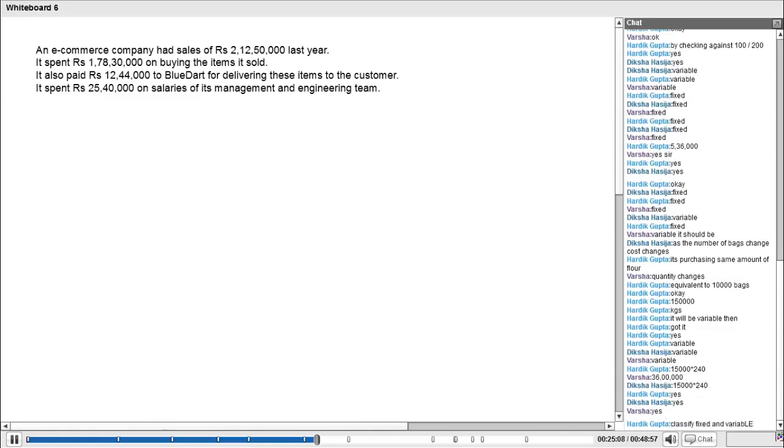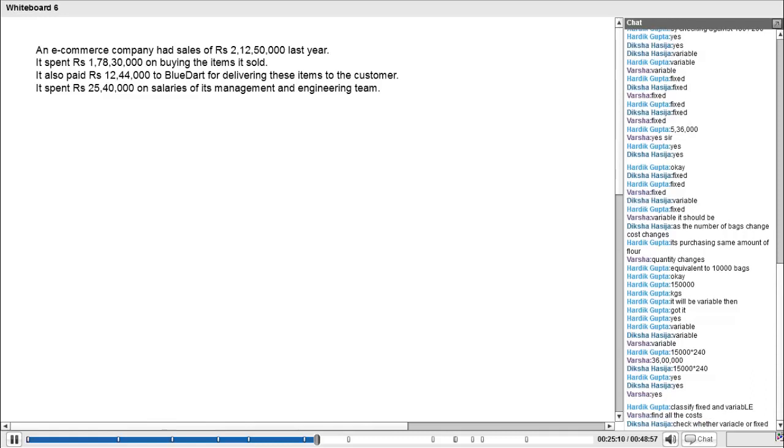Yes, we will classify fixed costs and variable costs. That's what we will do. So let's start with them. The buying cost is 1 crore 78 lakhs 30,000. Is this fixed or variable?